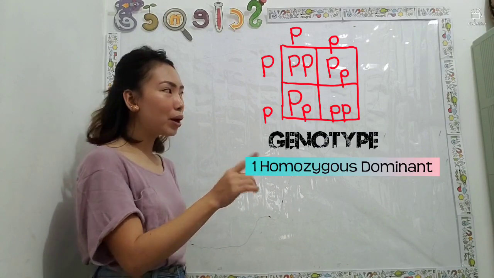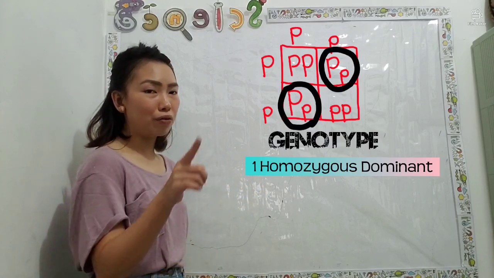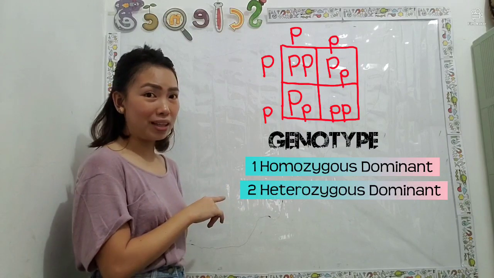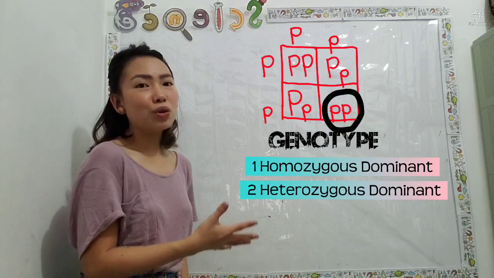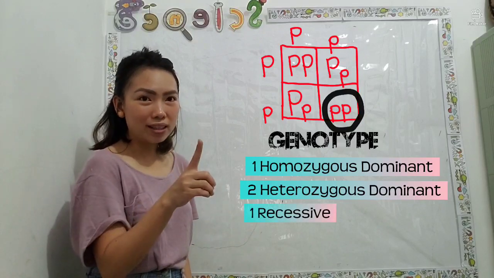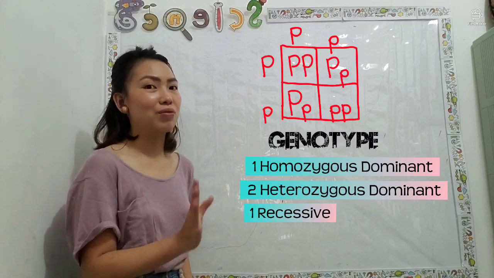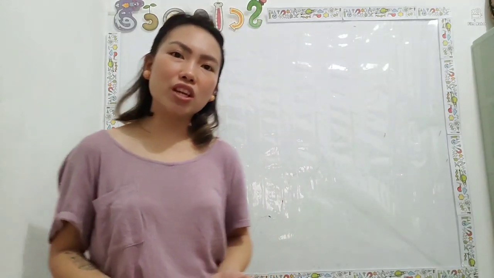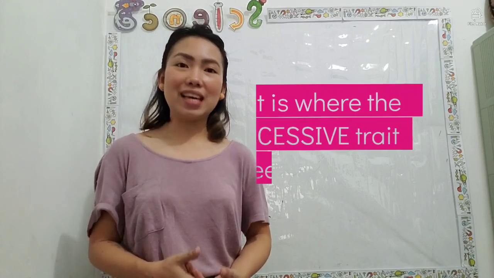Then, meron tayong dalawang magkaibang letra. So, we have 2 heterozygous dominant. At may isa pa tayong natitira na parehas na maliit na letra, which is now our 1 recessive. Pwedeng homozygous recessive, pwede rin namang recessive itself. Now, on the second filial generation, ano yung napansin natin kakaiba? On the second filial generation, dun pa lang lalabas. So, dun pa lang natin makikita yung recessive trait.